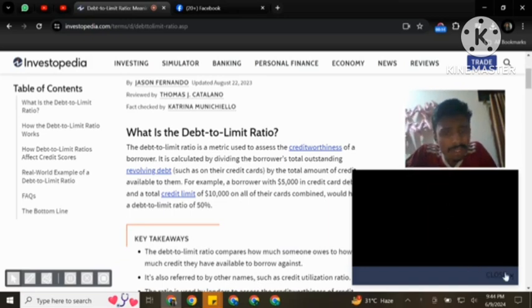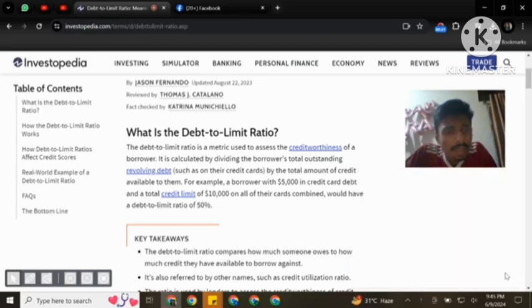So what is the debt to limit ratio? The debt to limit ratio is a metric used to assess the creditworthiness of a borrower. It is calculated by dividing the borrower's total outstanding revolving debt, such as on their credit cards, by the total amount of credit available to them. For example, a borrower with $5,000 in credit card debt and a total credit limit of $10,000 on all of their credit cards combined would have a debt to limit ratio of 50%.